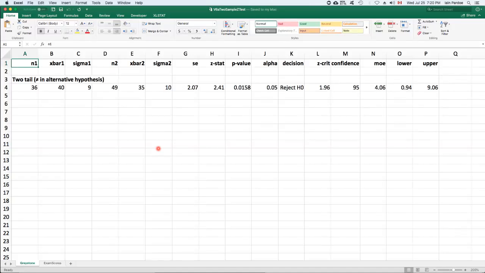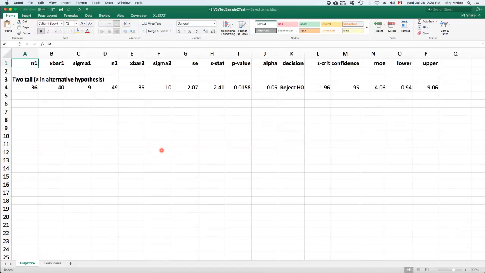In this video, I'll show you how to do a two-sample z-test. So it's for when we have two independent samples and we're testing the difference in the means, and we're assuming that we know the population standard deviations.